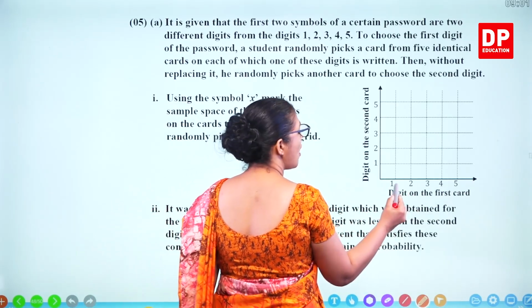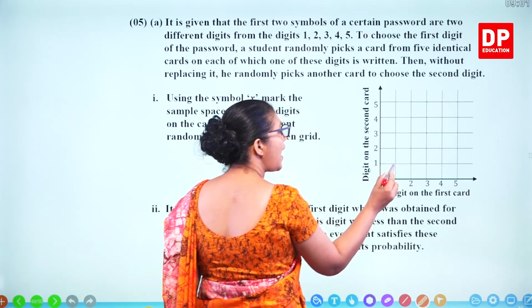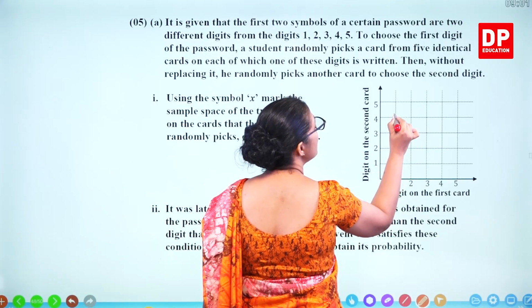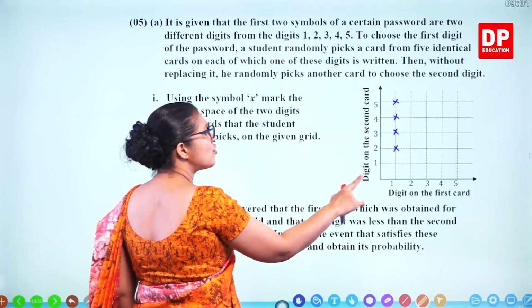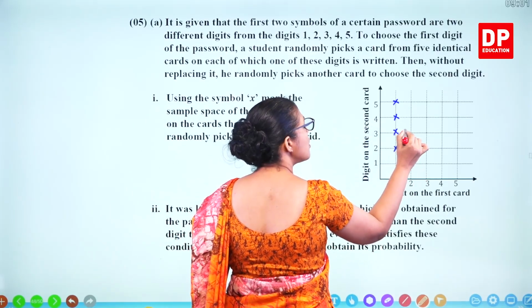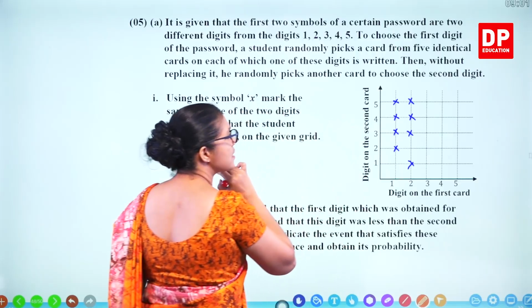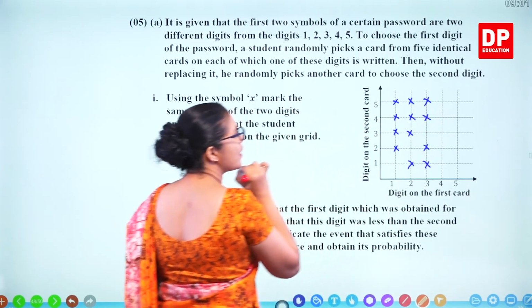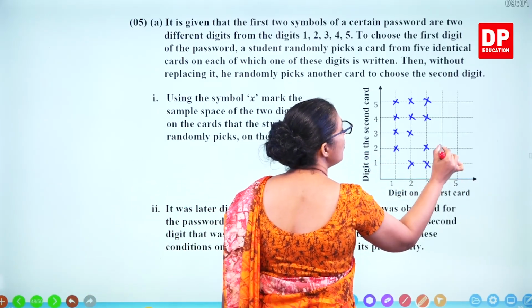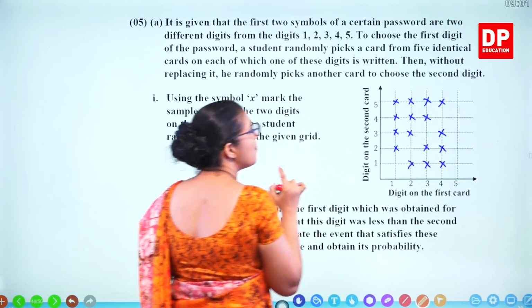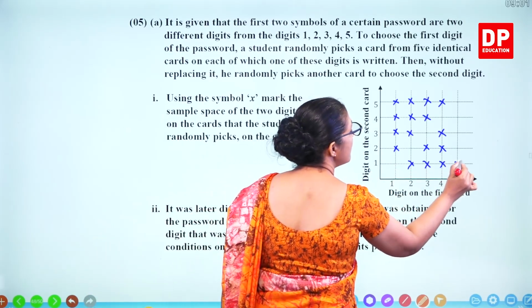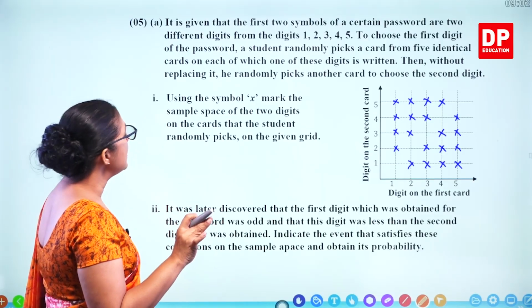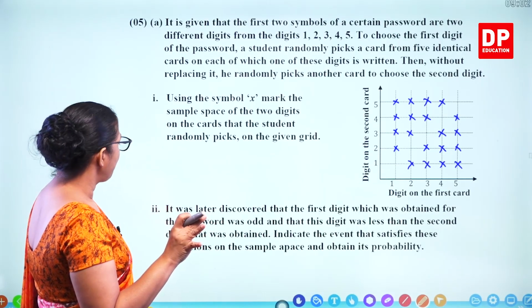Think about first card. You are taking 1. Can you take 1 again? You can't because you are not replacing it. So, you can get 2, 3, 4, 5. If you take 2, you can take 1, but not 2 again. So other numbers are possible. If it's 3, you can't take again 3, but other numbers are okay. 4, you can take all the other numbers except 4. 5, these numbers without 5 again. So that's the sample space.